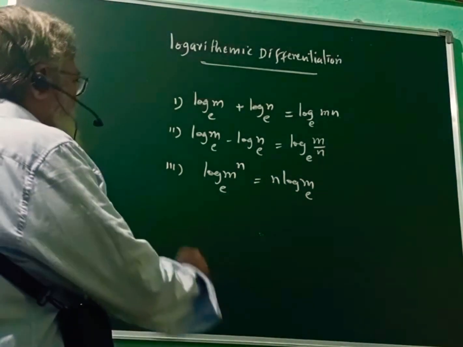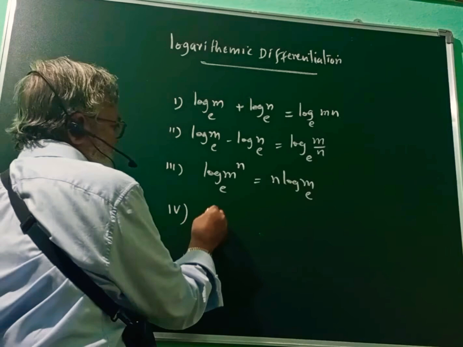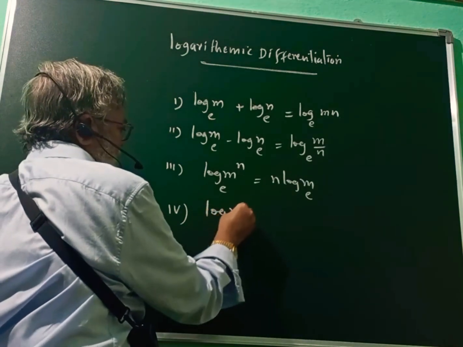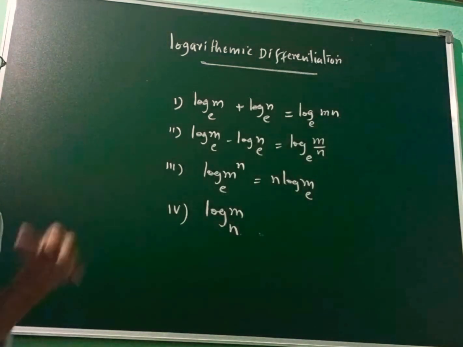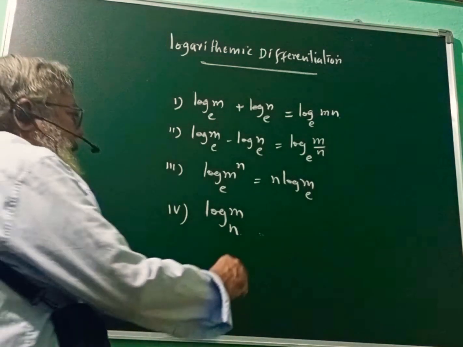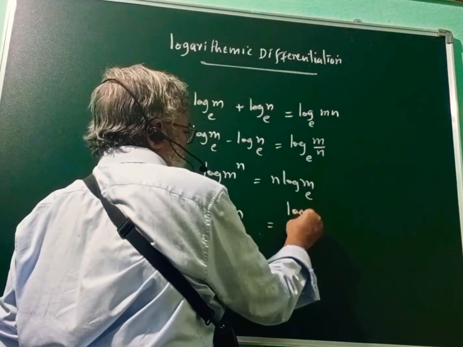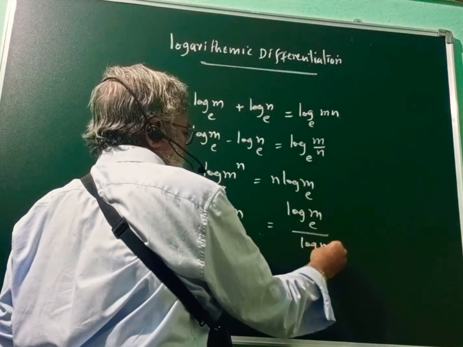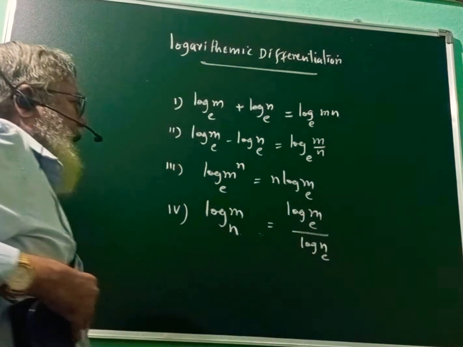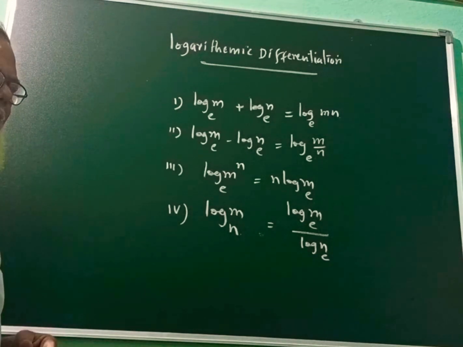The third theorem, and the most important and most useful formula, is change of base. Log m to the base n is there. Suppose we want the base to be e. At that time, to change the base, we write log m to the base e divided by log n to the base e. We have these four important formulas of the logarithms.